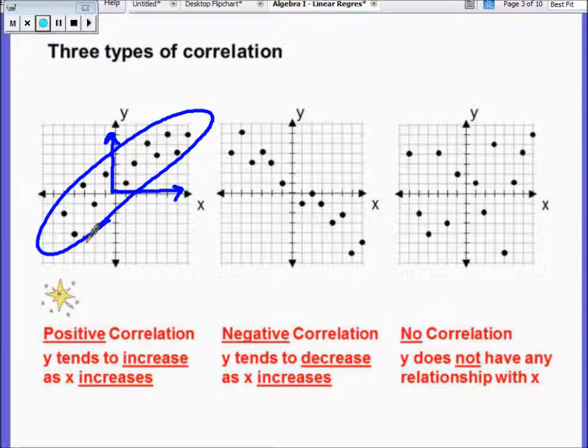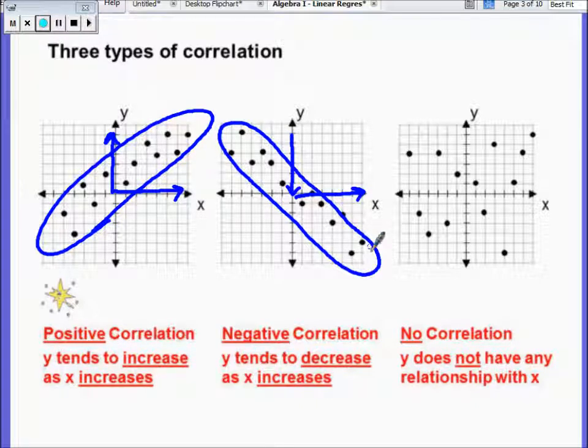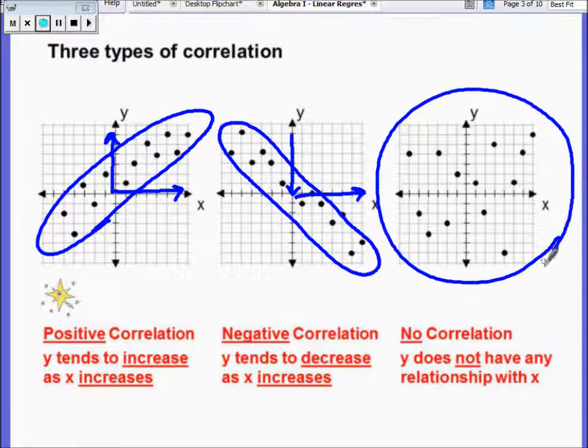The second kind is negative correlation, and that's where your y values go lower as your x values increase. And as you can see, that kind of makes a downhill pattern with your ordered pairs. The last kind of correlation is no correlation, where there's just a bunch of random ordered pairs, you don't see any relationship, and that means that y does not have any kind of relationship with x. There's no pattern, the variables aren't related.